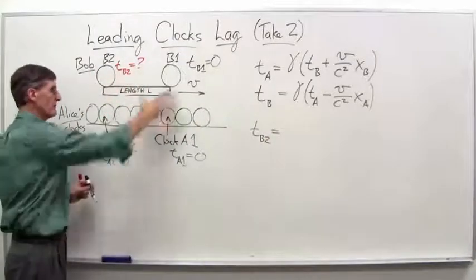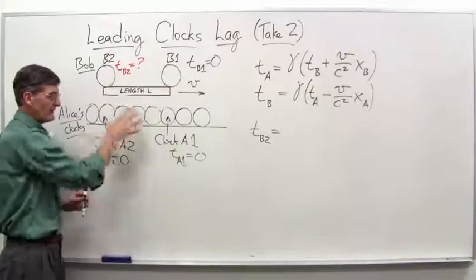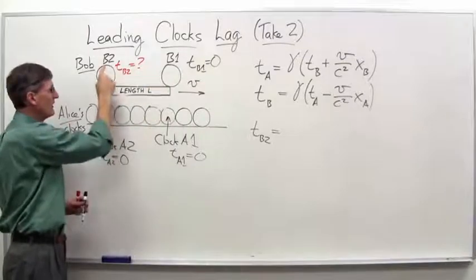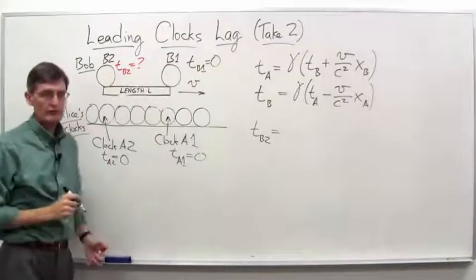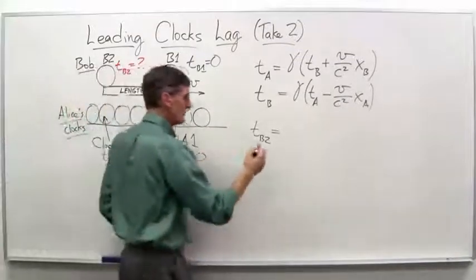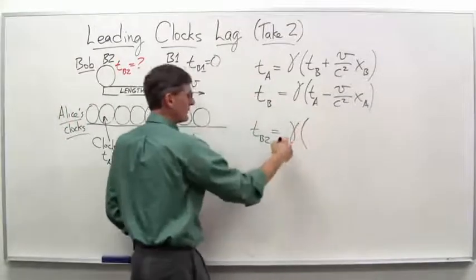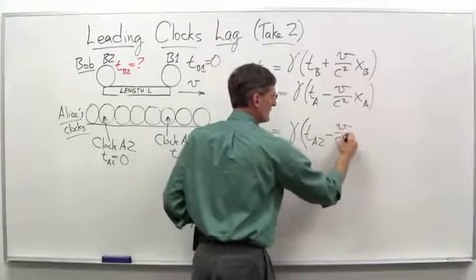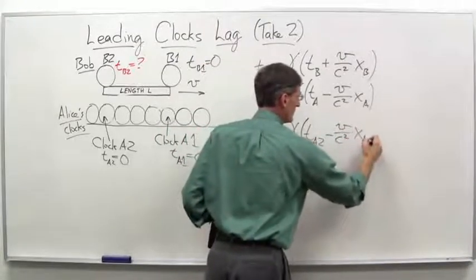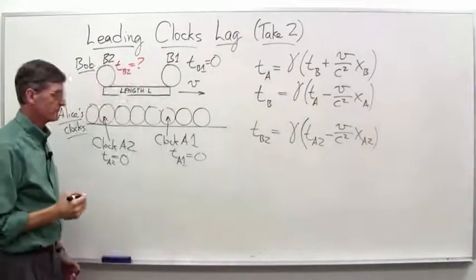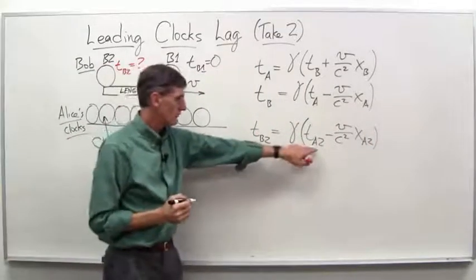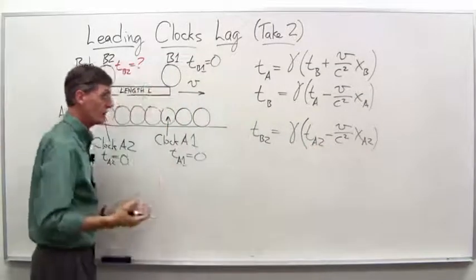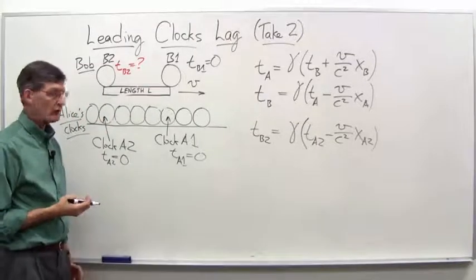Given this situation here, flash photograph, at the same instant as far as Alice is concerned, this reads 0, this reads 0, this reads 0. What does this clock here read? The Lorentz transformation will give it to us. So we've got TB2 equals gamma times TA2 minus V over c squared XA2. If we know TA2, the time on Alice's second clock, and we know the position of Alice's second clock according to Alice, then we're good to go here.